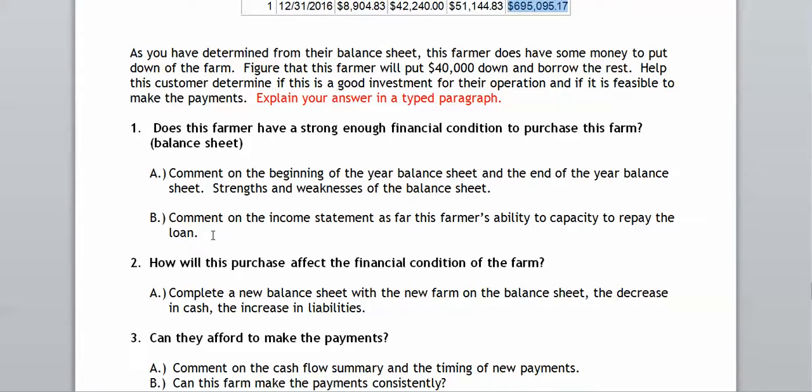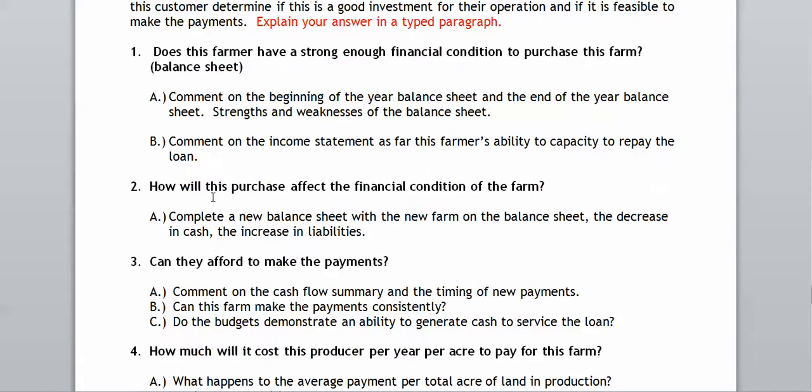Also comment on the income statement as far as this farmer's capacity to repay the cash loan. The income statement will tell us how much money the farmer is making. Can we make the payments on this farm? How will this farm purchase affect the financial condition of the farm?